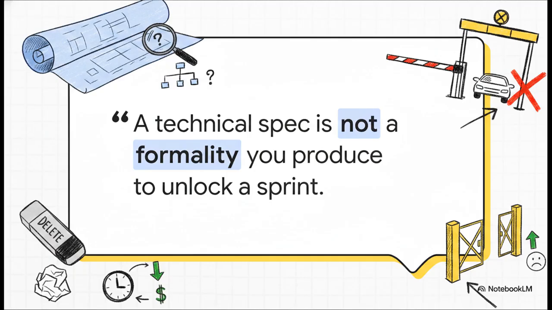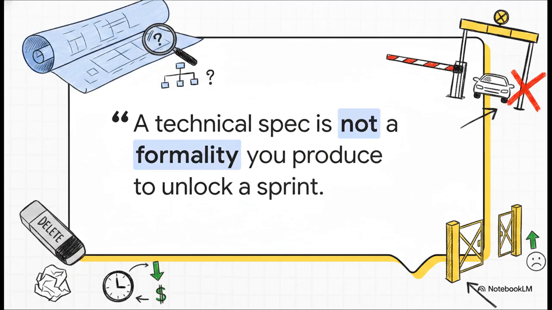It's so easy to treat documentation like a simple toll booth. You write it, some senior engineer stamps it approved, and boom, you move on to the quote-unquote real work. But that mindset is fundamentally backwards. A spec is actually a thinking tool. Its main job is to surface the really hard, complicated decisions early in the process. Why? Because that is exactly when those decisions are cheap to change.